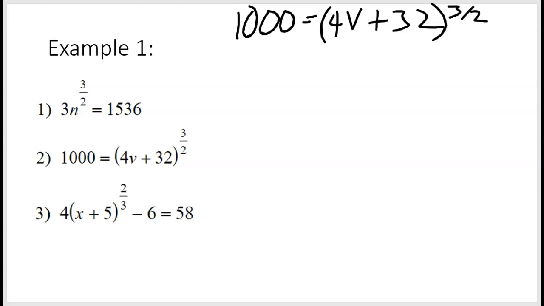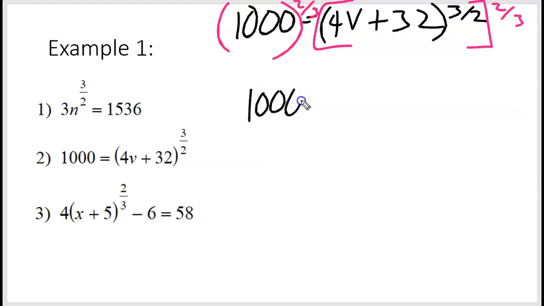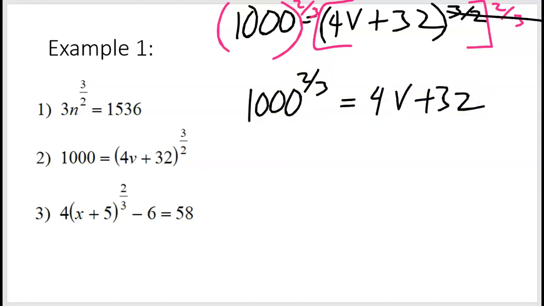And once again, step two is where you're going to raise both sides to the reciprocal power. Once again, it's going to be 2/3 again. On this side, all you're left with is 4v plus 32. And now on the left side, we have 1,000 being raised to the 2/3 power. So now we go ahead and we rewrite this as a radical.